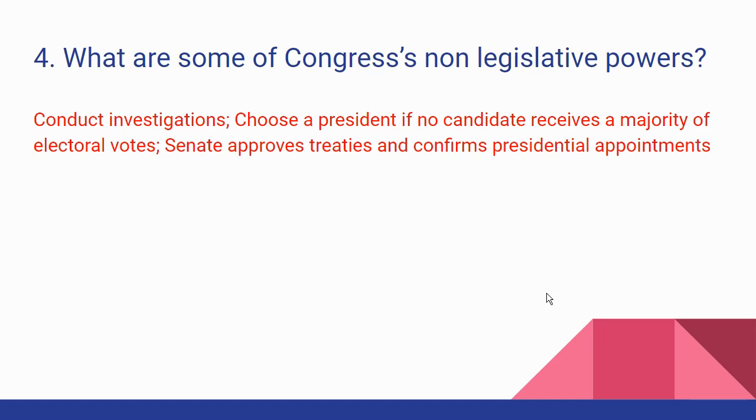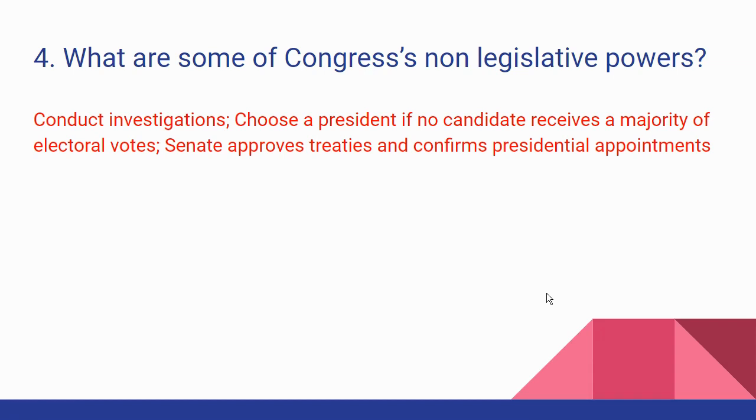If no candidate receives a majority of electoral votes, the House of Representatives will actually choose the president and the Senate would choose the vice president. That has not happened since 1824, so it's unlikely that it's going to happen anytime soon. There's not been a third-party candidate that's garnered enough electoral votes to keep someone from getting a majority since then. So they would have that power.